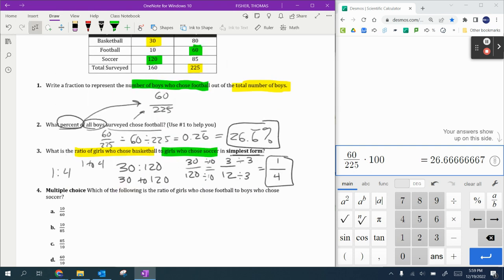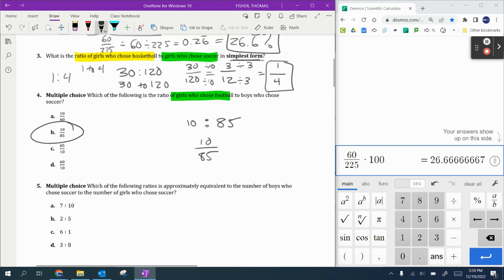For the next one, which the following is the ratio of girls who chose football to boys who chose soccer. So girls who chose football is 10 to boys who chose soccer. Boys who chose soccer is 85. So 10 to 85, you can write it like that. You can write it like this. We look at what we have, and it's a fraction, 10 to 85 like that.